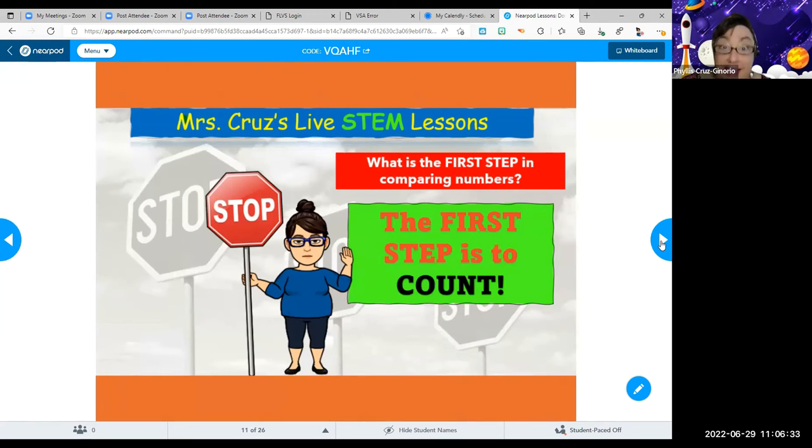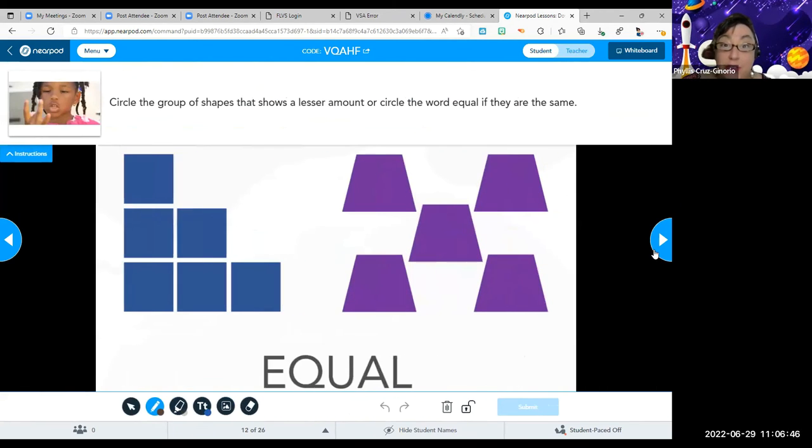I had to count, and then write down how many there were. I want to see the number that I'm counting. Okay, so the first step is to count your objects first to find out the number. That's your first step. Let's do that here. And you can practice this on your own as well.